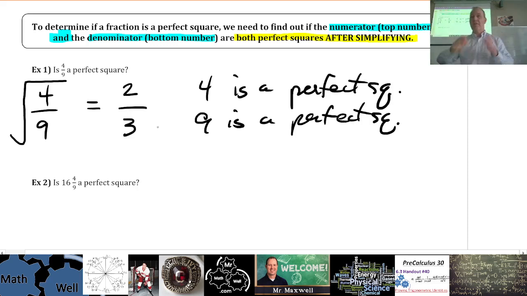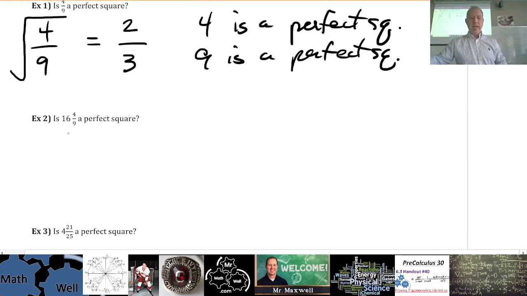Okay, now this is different than simplifying fractions, right? We're not dividing the top and the bottom by the same number. No, we're taking the square root of the top and the square root of the bottom. Okay, very good. Let's take a look at example 2.